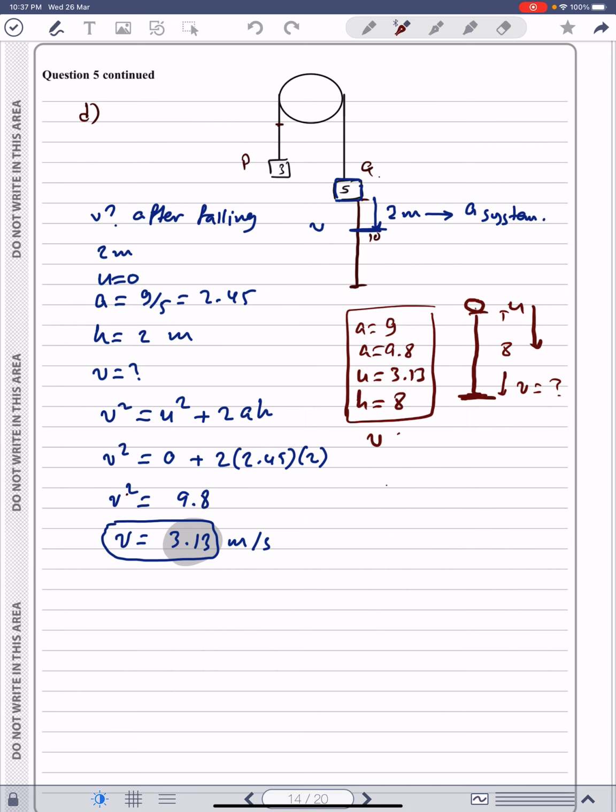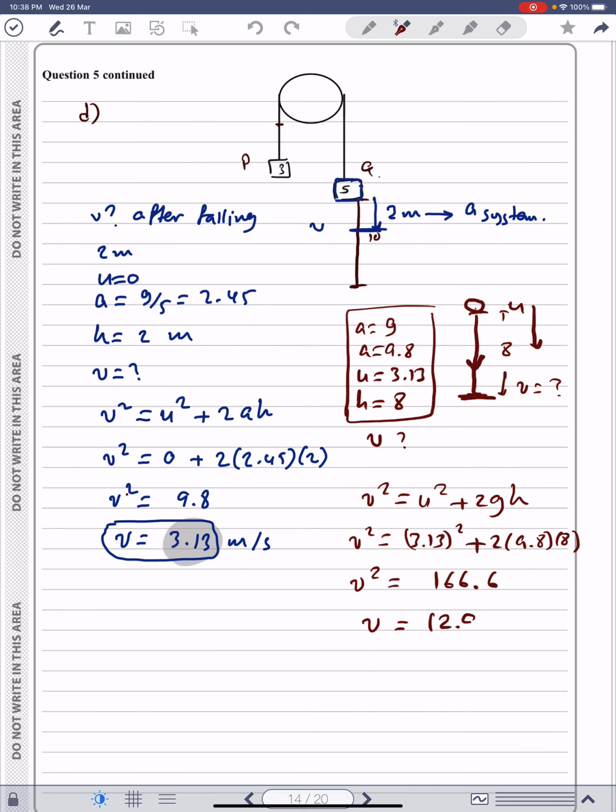So V that we want here, we use again the same formula, since we have u, v, a, h, which is V squared equals U squared plus 2gh. In this case, since it's going down due to gravity, g is positive. So V squared equals 3.13 squared plus 2 times 9.8 times 8 meters. By the calculator, guys, it's almost 166.6. Taking the positive square root, we get 12.9 meters per second.